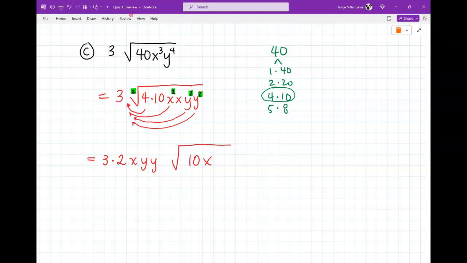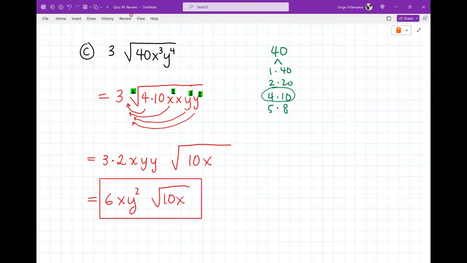So there you go. Now just multiply it out. That's 6xy squared radical 10x. And this will be your answer. And this is what we have for your review.